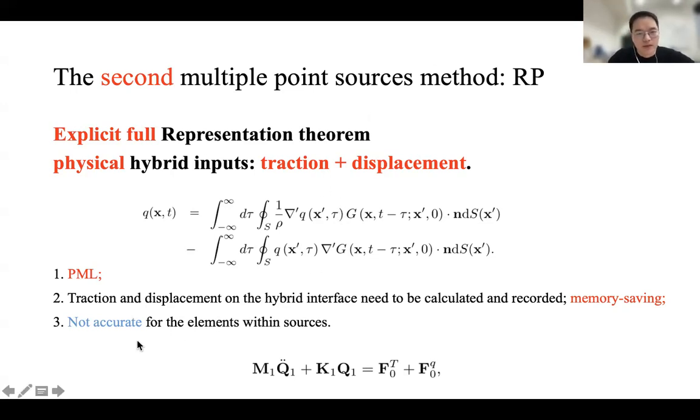But it is not accurate for the elements within the south. That means for the elements outside the box, near the interface, because the element is the location where the traction and displacement are imposed, the waveform in that part is not very accurate. And then we have the new FQ here. Of course, FT is the same as the VM way, and it's zero just because it's from the background model and it's not changed during the calculation of a very complicated local model, but the waveform inside will be changed.